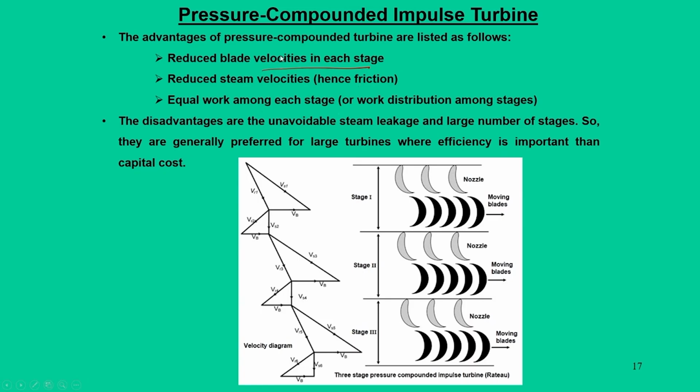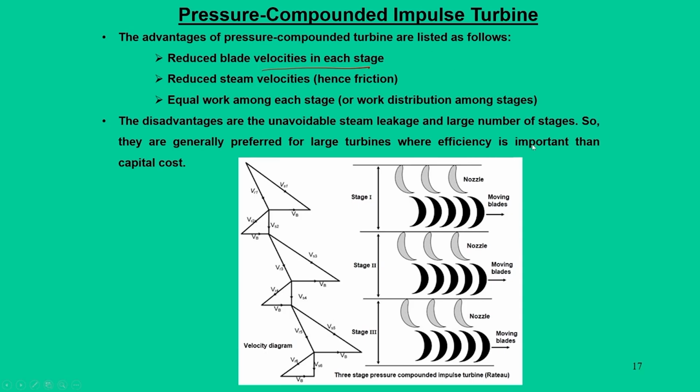So, these are the advantages that we can get, but the disadvantages are unavoidable steam leakage and a large number of stages. So, when you go for a number of stages in pressure mode, there will be unavoidable steam leakage and a large number of stages. So, unless efficiency is important, we do not go for higher stages of pressure compounding, rather we are satisfied with at least a 2 stage Curtis mode of velocity compounding.